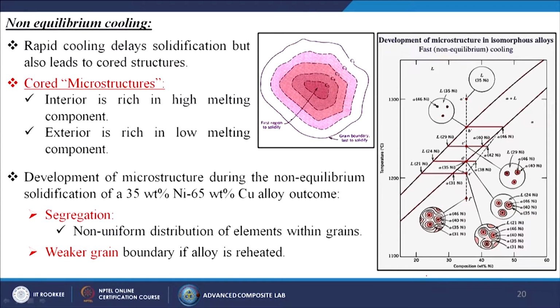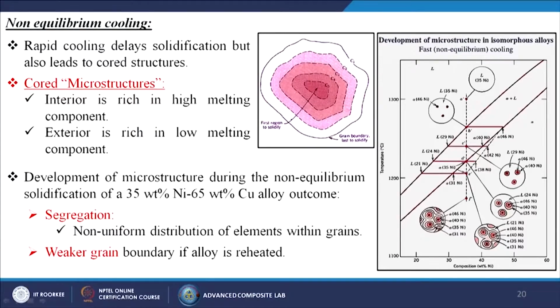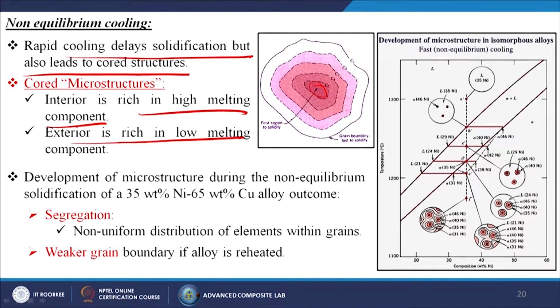Till now we have been discussing the equilibrium cooling. Now we are going to discuss the non-equilibrium cooling. Generally, rapid cooling delays solidification, but also leads to cored structures. Cored microstructure means the interior is rich in the high melting component and the exterior is rich in the low melting component. So, the temperature is going from low to high.